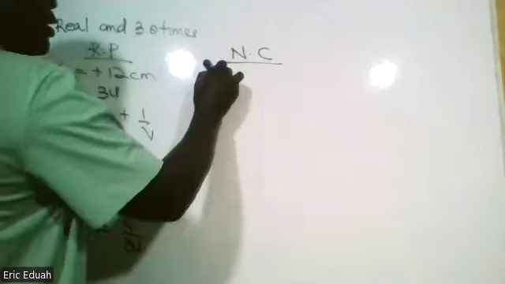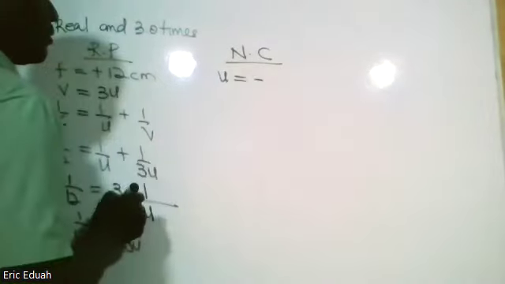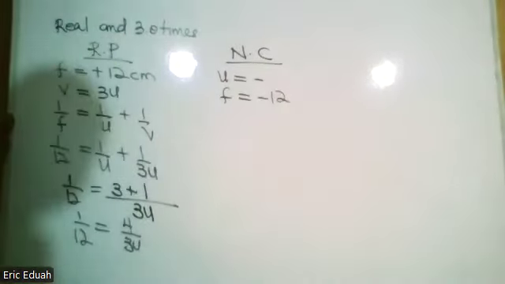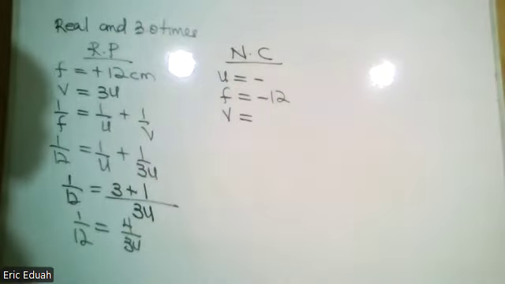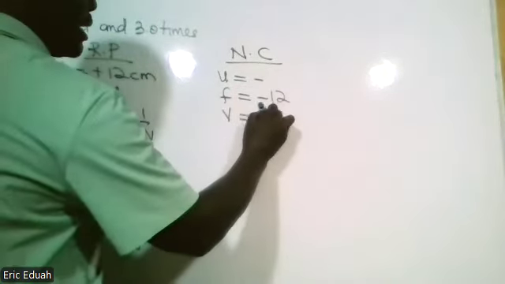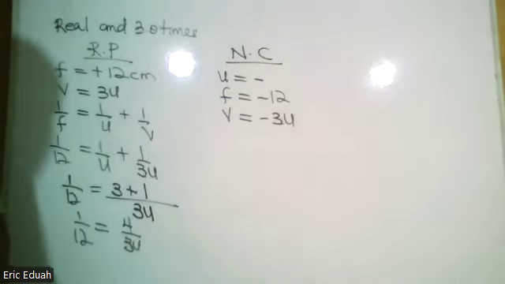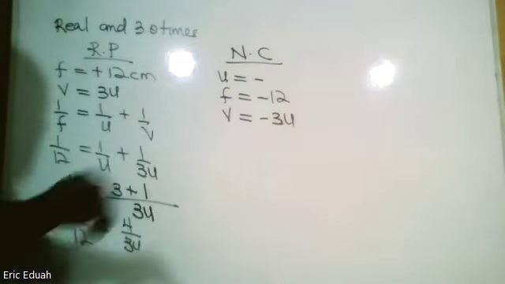So u is negative. F is negative 12. V, I'm told the image is real, so V will be equal to minus 3 because the image is real. Once the image is real, it will come in front of the mirror. So the image distance will be measured from the pole, and V will be here in front of the mirror. So V will be negative.